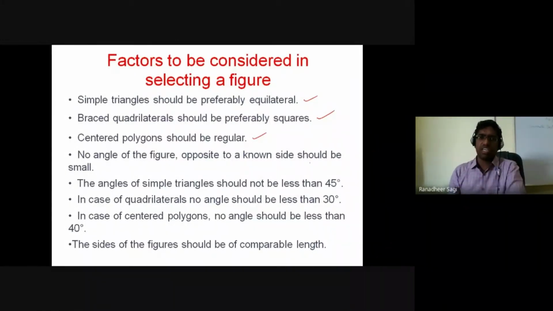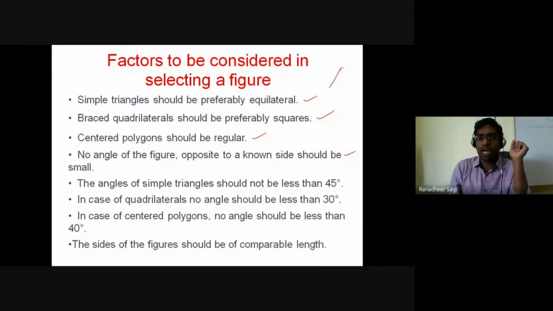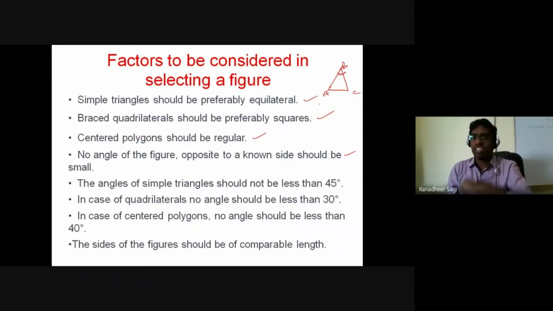And some other conditions are also to be taken care of in order to say that the route I am following in computing the unknown parameters is a well-conditioned route. No angle of the figure opposite to a known side should be small. Let's say, for example, this is my triangle A, B, C. Let's say the angle at station B is known. So if the angle at station B is known, I can make use of that angle to find out the unknown length, let's say AC. AC is an unknown length. So that unknown length AC is what I want to find out by making use of the opposite angle.